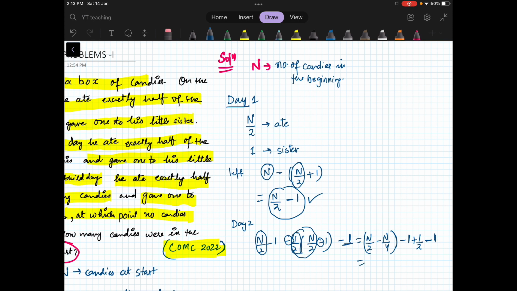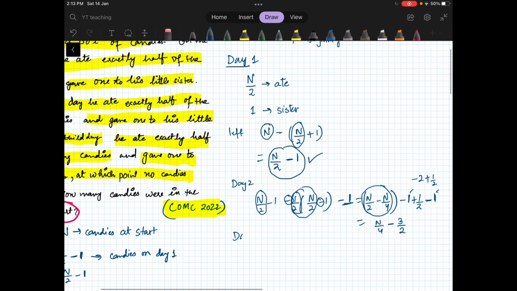If you just do some simplification here, you have to make the denominator the same and then perform your calculation. You'll get n by 4. And here this is minus 2. This and this becomes minus 2 plus half. So that is minus 3 by 4, okay, 3 by 2. So that is the story of day 2.